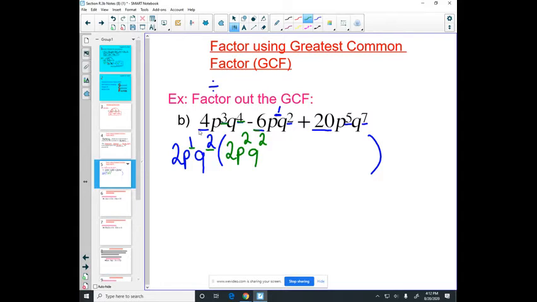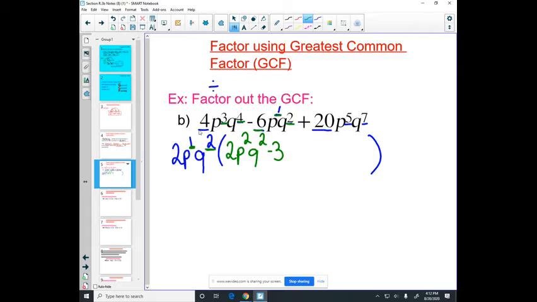Next one, -6 divided by 2 is -3. Then I've got a p here, but I pulled it out, so I don't have any p's right here. I'm just going to leave the next spot blank. Then same thing with the q's. I had 2 q's, but I pulled them both out, so I don't need a q next to the 3 because I already pulled out all the q's there were.